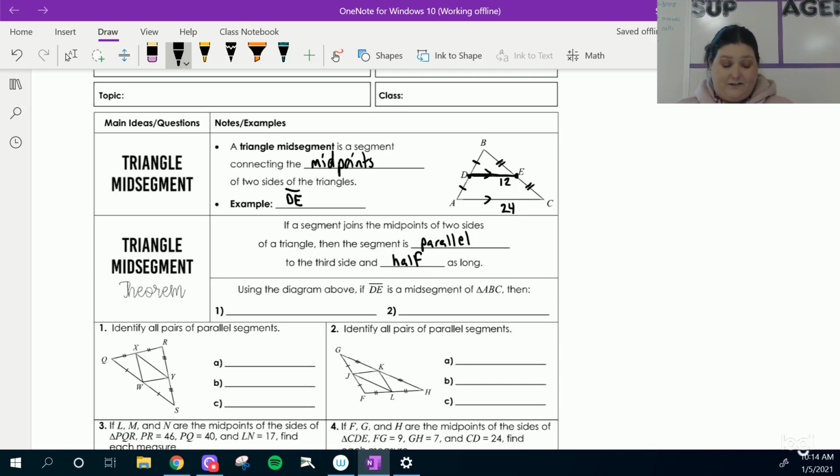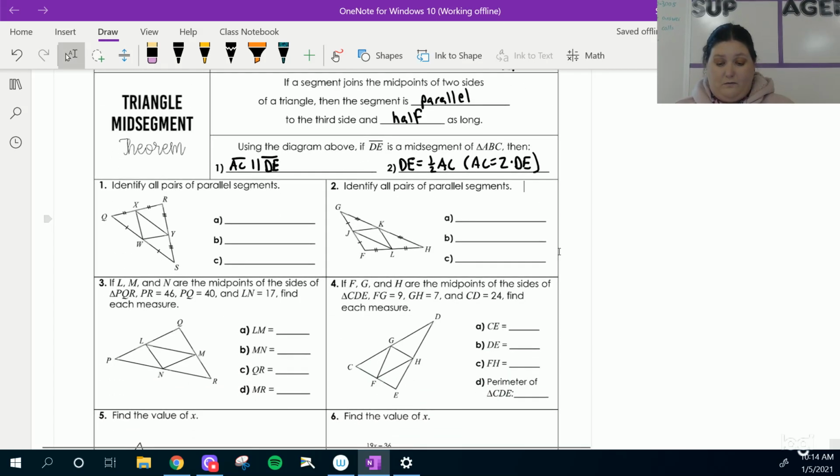So the next section says, using the diagram above, if DE is a mid-segment of triangle ABC, then AC is parallel to DE, and DE is equal to 1/2 AC, and AC is equal to 2 times DE. So the third side is double the length of the mid-segment, or the mid-segment is half of the third side. Next we're going to go over some examples, and then we will be done.